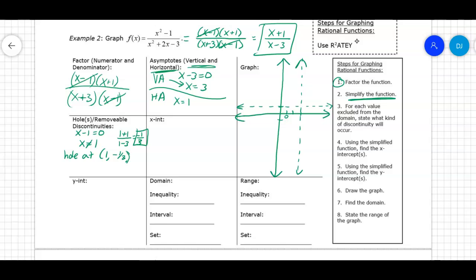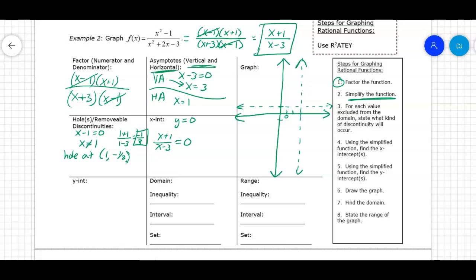Okay. The next thing that we can look at is the x-intercept. If it's an x-intercept, we know that y is going to be 0, so we can substitute into the entire equation, which is just going to be x plus 1 divided by x minus 3 equals y, or f of x normally, but since we already know that the y value is going to be 0, it's 0.